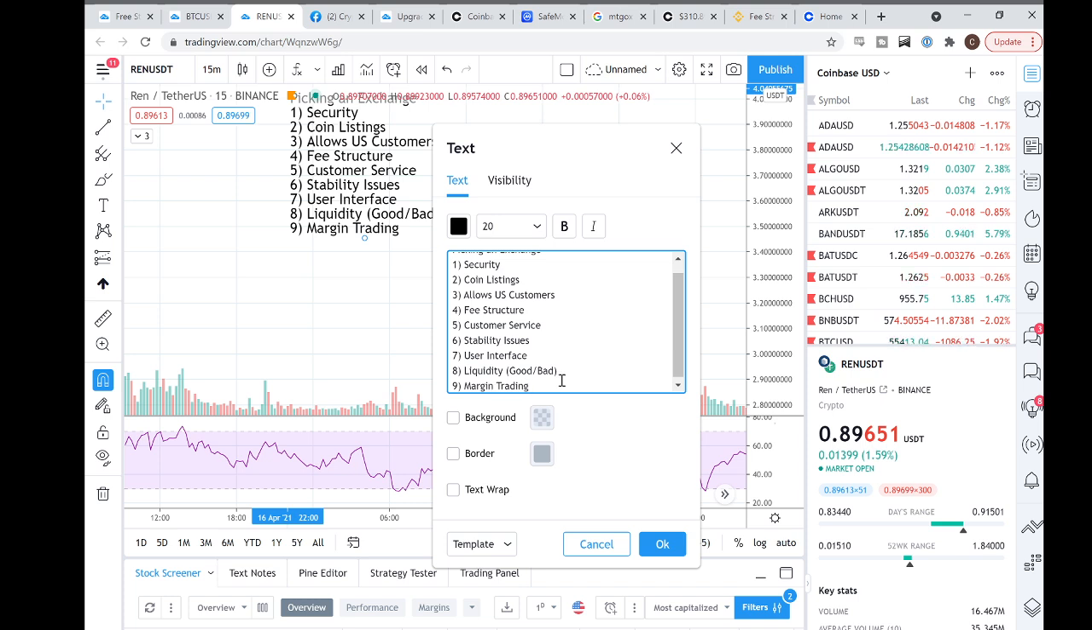For me, I don't care if it has margin trading or not. It's completely irrelevant to me. But some people have to have that margin trading because they want that leverage and make a massive amount of money or lose a massive amount of money. It's up to you. But if you are interested, obviously you have to have it. And the 10th one is called staking.